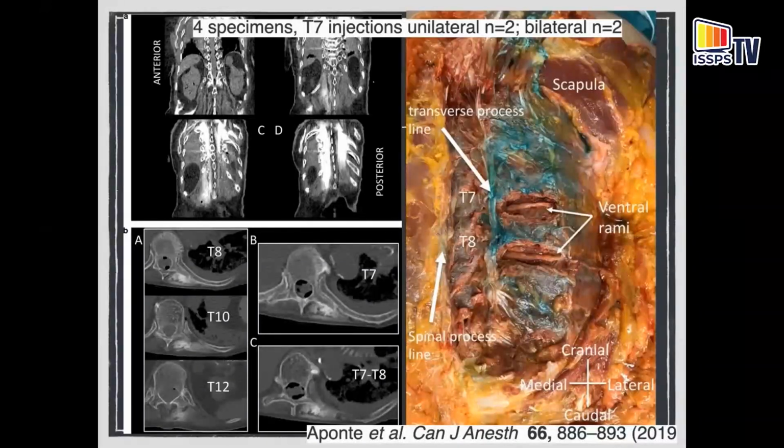And you can see in the top left image, there's extensive spread in the posterior planes, posterior to the transverse process. But the CT reconstructions do not show any spread of dye into the paravertebral space. There's no spread of dye to the origins of the nerve roots. Similarly, 2 of the specimens were dissected, and I acknowledge this is a small number of specimens, but in this dissection also, there was no involvement of the ventral rami following the erector spinae block.